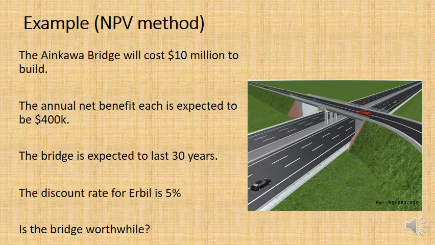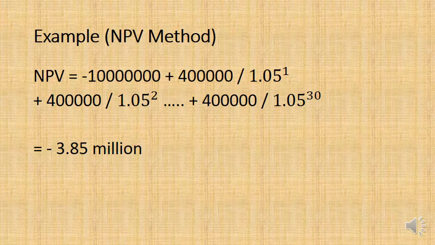And in this example, the discount rate for Erbil is given. Remember, we're trying to teach you to be an engineer, not an economist. So you will always be given the discount rate if you're doing this. So don't worry about exactly how we came to the 5%. Is the bridge worthwhile doing? How do we do that? Well, look at the inputs there, and now let's plug them into the equation.